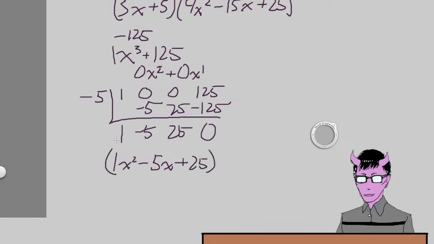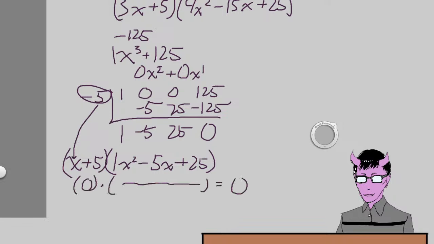So that's the quotient if we divide the original problem by x plus 5. Because remember, that's a 0. This is a 0 because if you plug it in here, that gives us negative 5 plus 5, which is 0. 0 times anything is 0.